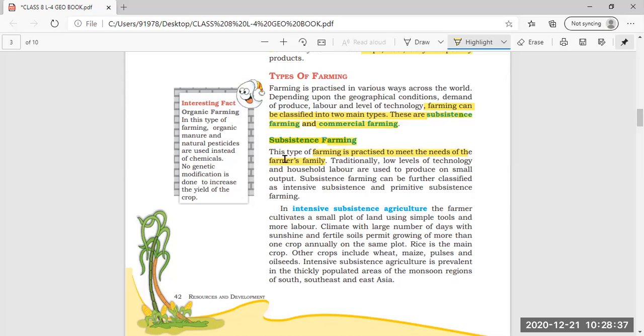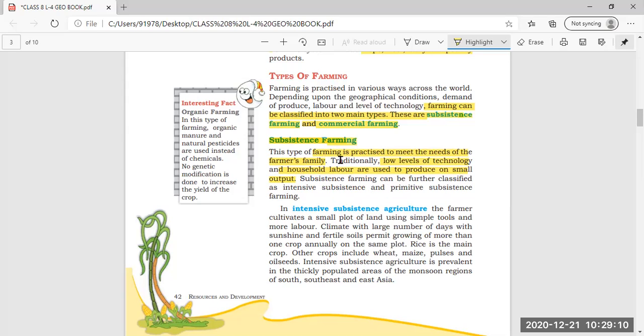Traditionally low level of technology. Now in this type of subsistence farming, low level of technology is there, and household labor is used to produce a small output. That means only a small farm is there. Low level of technology means traditional tools are only used, and only the farmer's family is tilling the land, is involved in the cultivation of the crop, in the cultivation of that particular field.